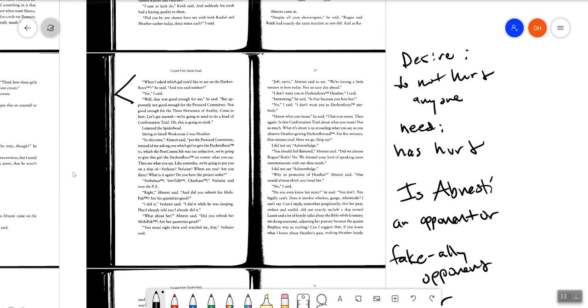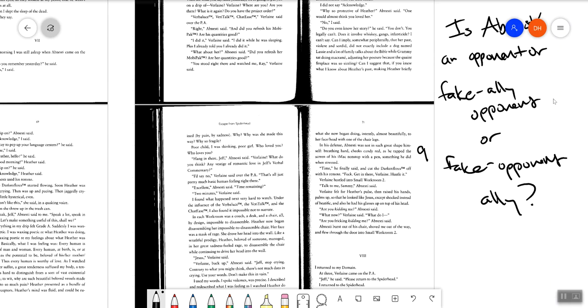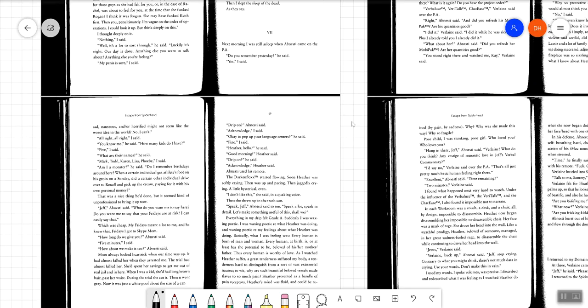Now, in terms of Jeff's desire, his desire here is to not hurt anyone. Jeff seems like a pretty normal type of guy. Now, the question that I would ask, as I said earlier, is Abnesti an opponent, or fake ally opponent, or fake opponent ally? I think you can make the case for any single one of them. He's not really his buddy. He's not really his direct enemy. He's just a doctor there, researching.